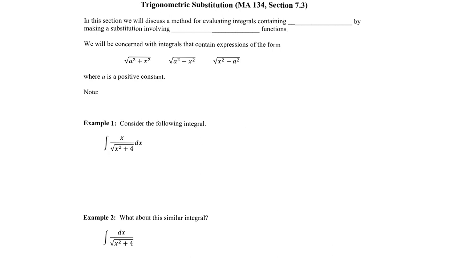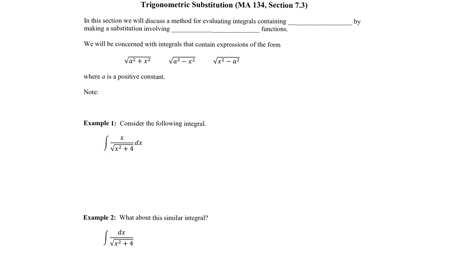So in 7.1 we learned about integration by parts. In 7.2 we were integrating with sines and cosines and secants and tangents. And in 7.3 we continue with our integration techniques, and this time we're going to be working with integrals that have this sort of a form to it. It doesn't have to be a square root, as we'll see, but it'll have this a squared plus x squared, a squared minus x squared, and x squared minus a squared look to it.